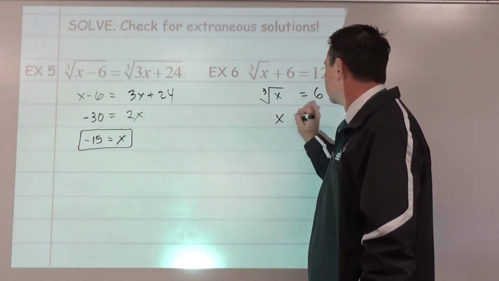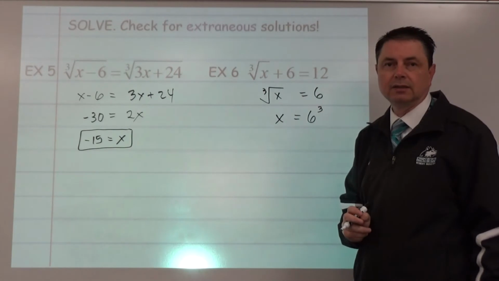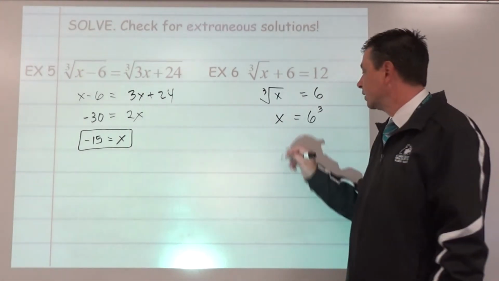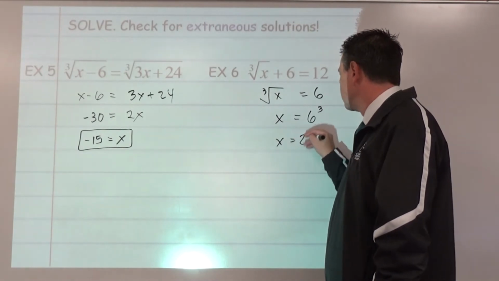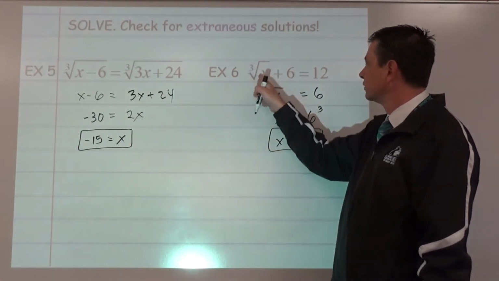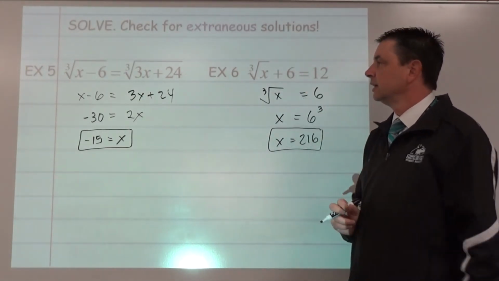So if I cube the left, I've got to cube the right. And then 6 to the third power, whether we know that or input that on a calculator, we're going to get 216. Let's check that. The cube root of 216 is 6. Plus 6 is 12. It checks.